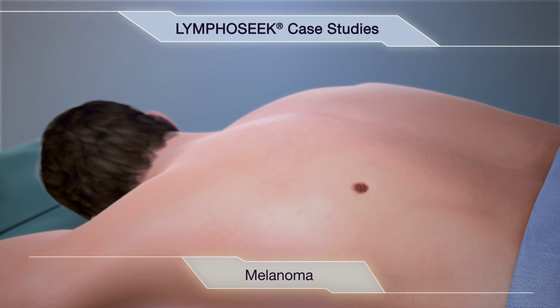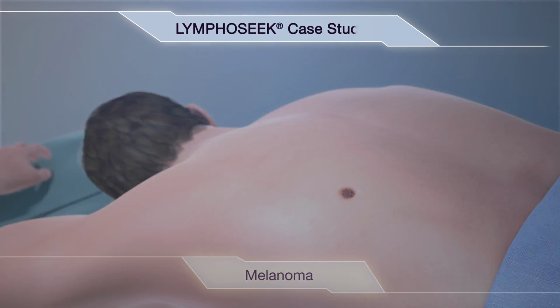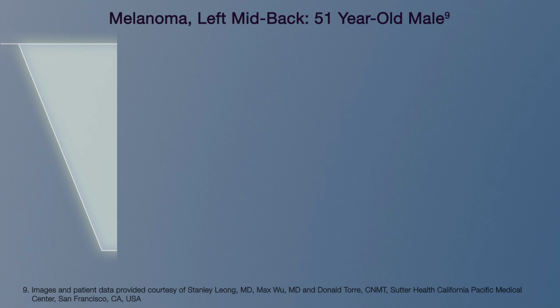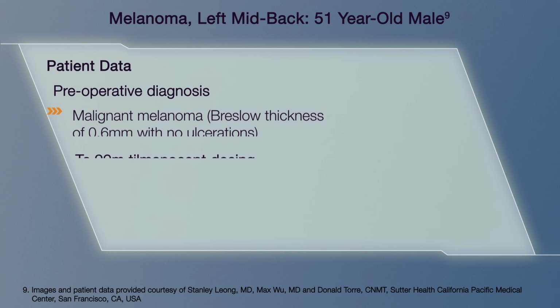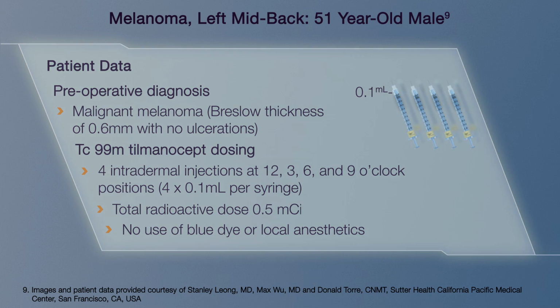Now let's look at a melanoma case study that utilized intradermal injections with Lymphoseek. The patient is a 51-year-old male with malignant melanoma on the left mid-back. The patient received 4 intradermal injections of 0.1 milliliters per syringe around the site. There was no use of blue dye or local anesthetics.